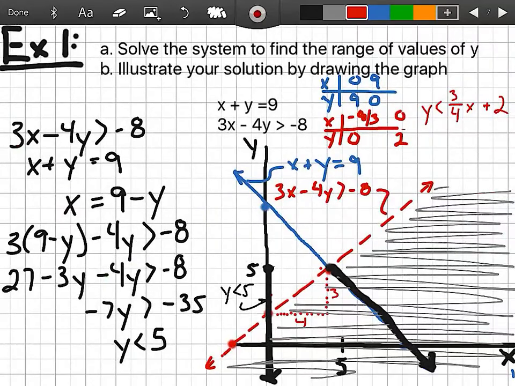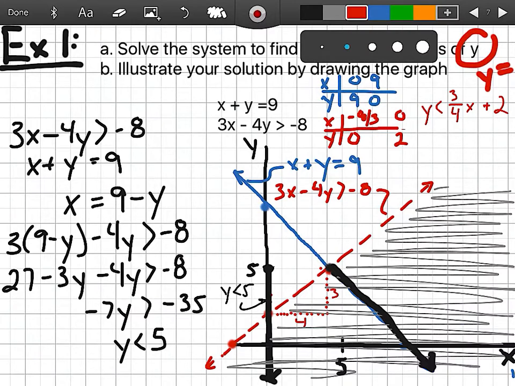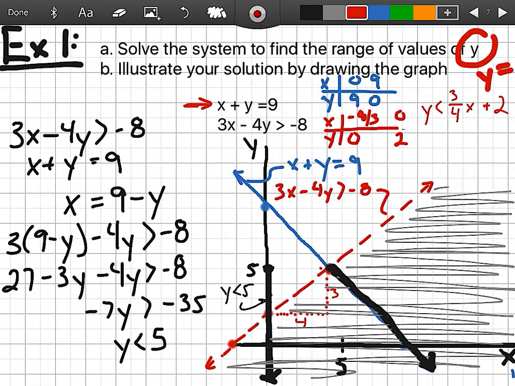Now let's look at our first example. I'm asking you to solve the system to find the range of values of y. Note I said values of y. So you're going to solve for y. You want y equals something. And illustrate your solution by drawing the graph. So this is my equation here, and this is my inequality. Let me back up. I want to color code this.